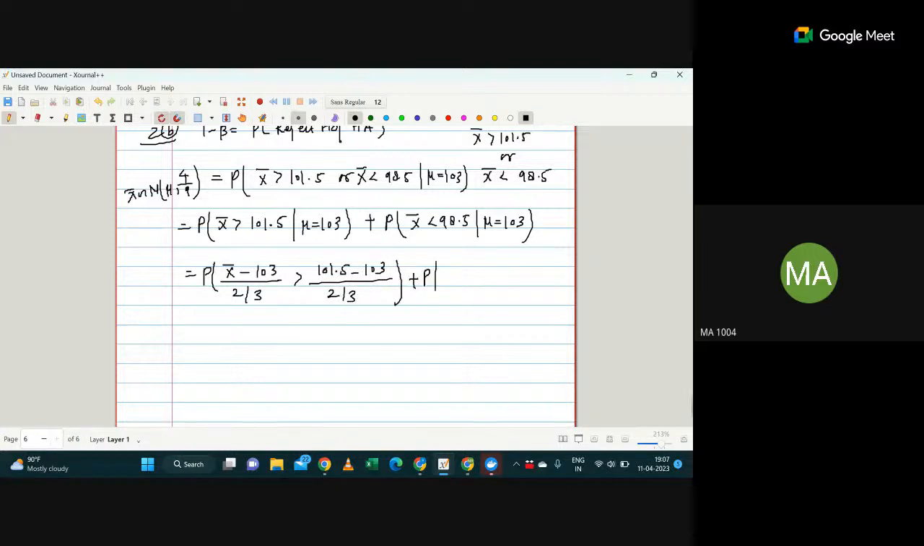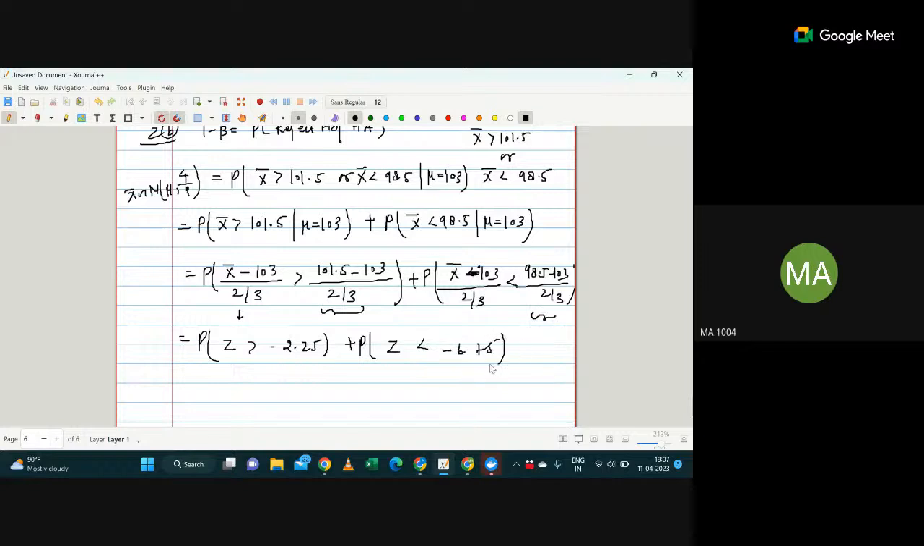Plus probability that X bar is less than 98.5, which is (98.5 minus 103) divided by 2/3, correct? So what is this? This is the Z, correct? So Z is greater than what is this value? Minus 2.25. Plus Z is less than what will this be?